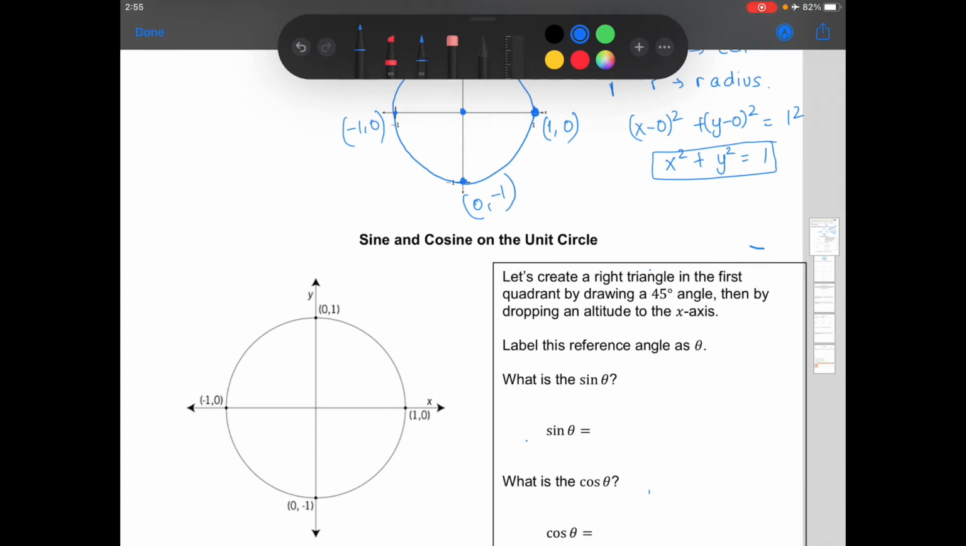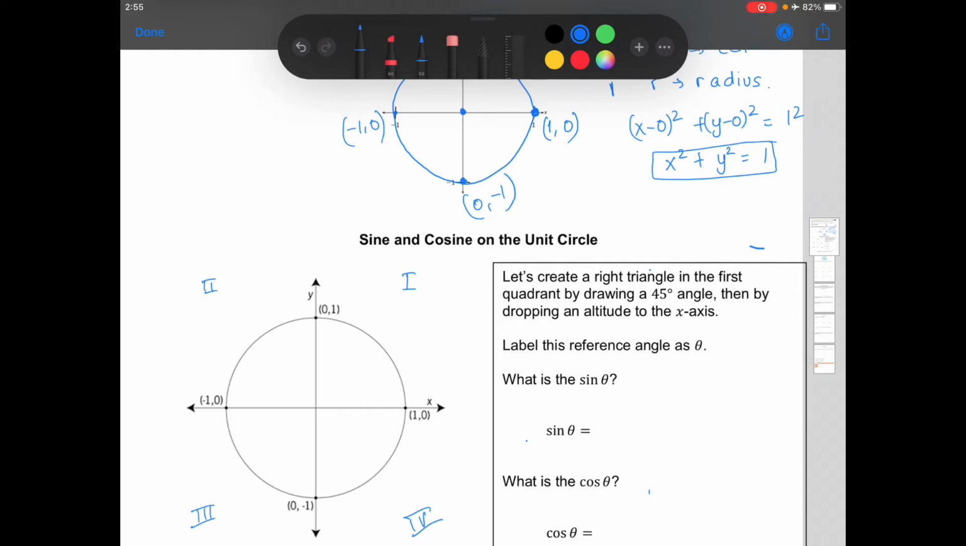It's saying sine and cosine on the unit circle. So in trig, we're going to be mostly focusing on the two functions, sine and cosine. We will be talking about tangent a little here and there, but mostly our graphs and everything will be more about sine and cosine. It's saying let's create a triangle in the first quadrant. Again, let's label our quadrants. It goes in a counterclockwise direction, 1, 2, 3, 4.